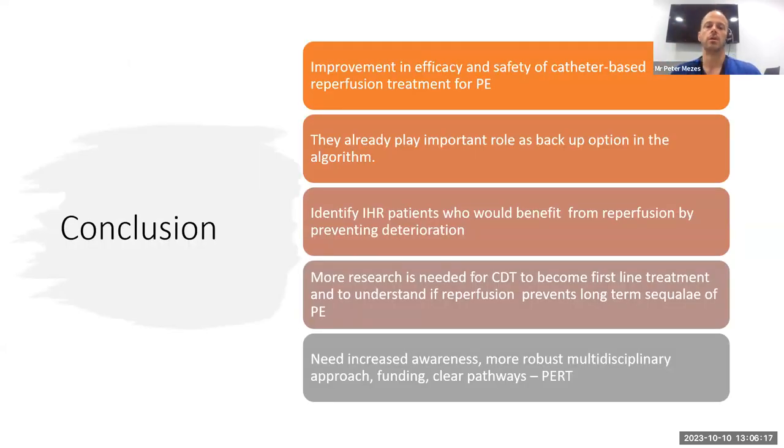So in conclusion, the advanced reperfusion treatments, especially the catheter-directed treatments, have gone through a significant improvement recently, and they already play an important role in the treatment algorithm for severe PE, which everyone who deals with PE patients should be aware of and think about the options. We should understand better who would be those intermediate high-risk patients that would benefit from reperfusion, especially by preventing them from deterioration.